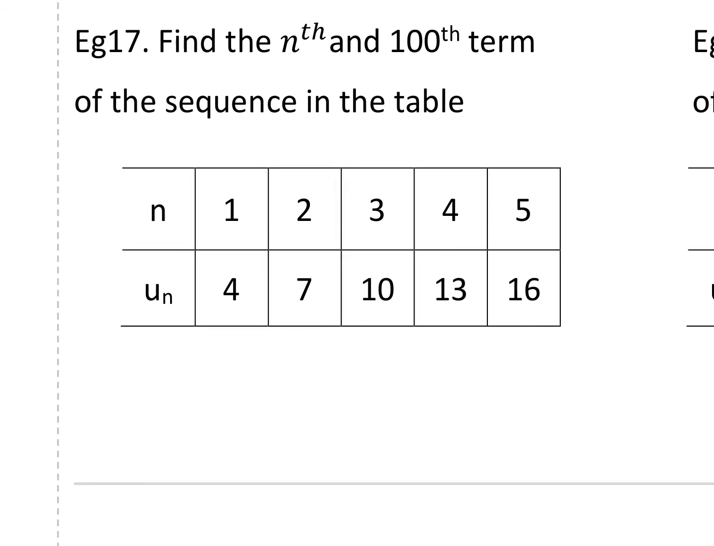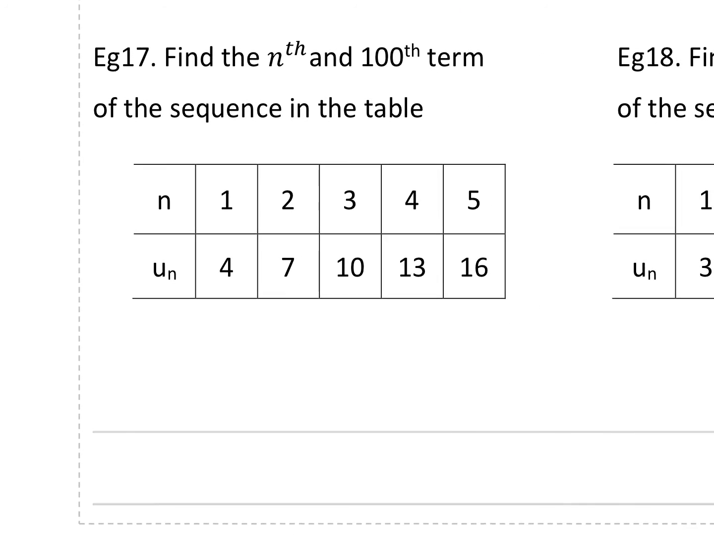Okay, example 17. Find the nth term and the 100th term of the sequence in the table. This time the sequence goes 4, 7, 10, 13, 16. It's not the 1 times tables or the 4 times tables, but it does go up by 3 each time, you'll see. Plus 3, plus 3, always plus 3. If it goes up by equal steps, it's called a linear sequence, going in a straight line.